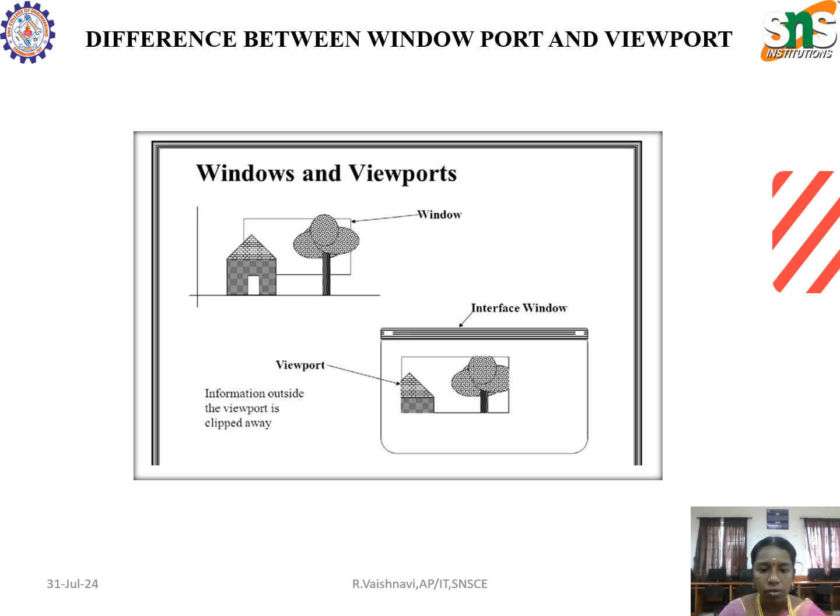Next, we have the difference between the window port and the viewport. Here we have the window. Next one is the viewport, that is the image. The small box is defined behind the image. The small rectangular box is defined as the window. Here the viewport is inside the window, and we have one rectangular box. Inside the rectangular box the images are shown. Information outside the viewport is clipped away. Inside the viewport the images are shown. This is the difference between the window and the viewport.